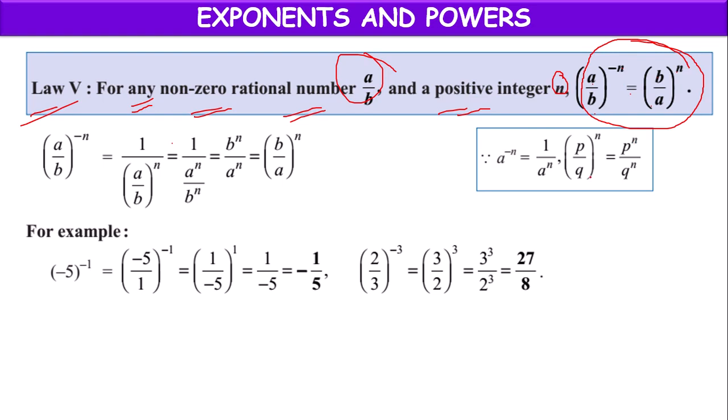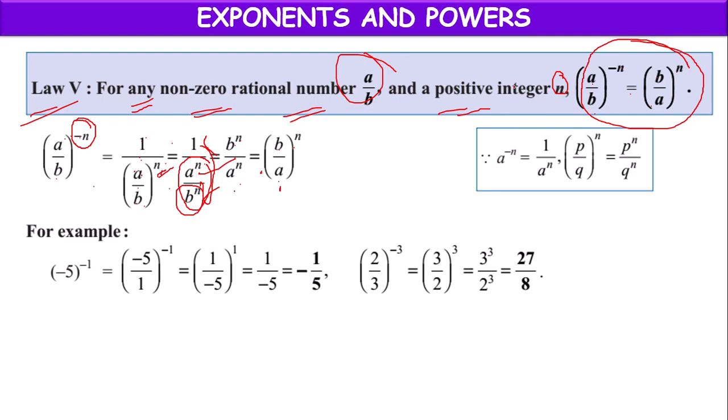Let's prove this, children. So (a/b)^(-n), because here in the exponent we have a negative term, a negative exponent, can be written as 1 by (a/b)^n. If we write 1 by, the exponent becomes positive. Again (a/b)^n can be written as a^n by b^n. But in the denominator, again the denominator will go to the numerator. So b^n by a^n, which is equal to (b/a)^n.